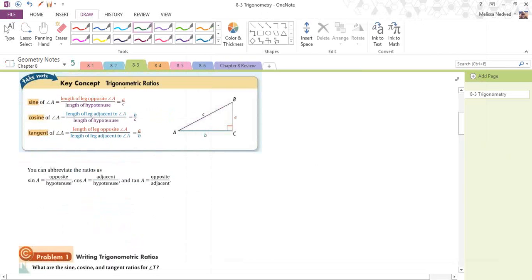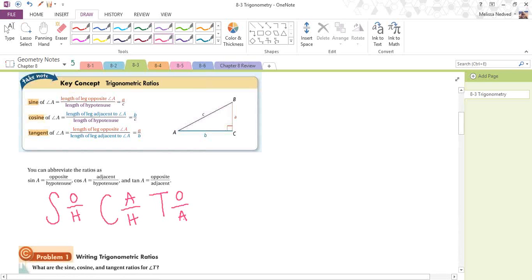Now, here's our shorthand for this. SOH CAH TOA. And you've maybe heard that before. And this is how I write it. S, and then I write O over H. CAH: C, A over H. TOA: T, O over A. SOH CAH TOA. And I'll tell you what, I was writing this down on my paper all the way through my senior year of college. Probably about my senior year of college, I really had it memorized enough to where I didn't have to write it down.